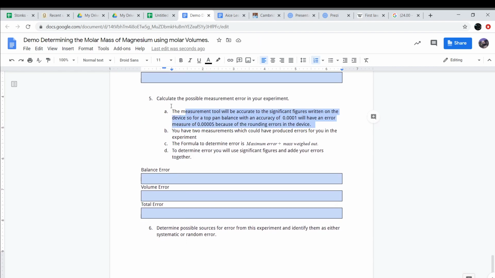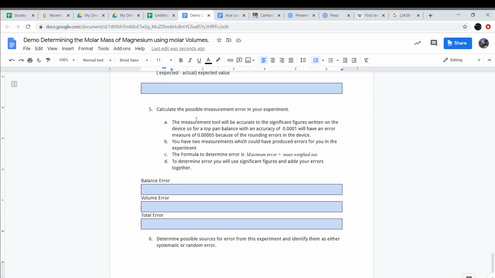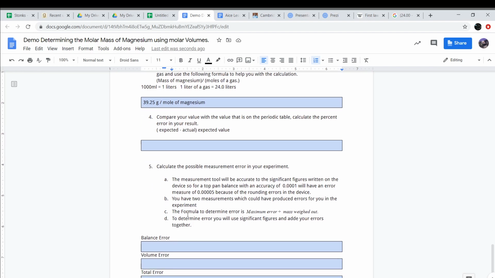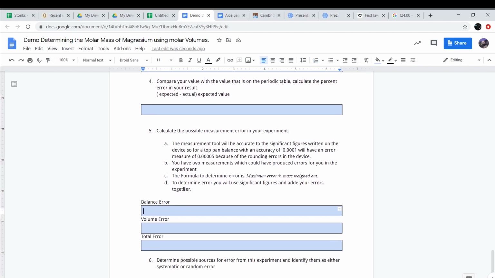Okay, these ones right here, 5 is basically asking you where you could have had some errors with your measurement, because it's not going to end up being exactly the same. So you're always going to have a balance error somewhere, and that's usually whenever you're going to round. You're going to have a volume error somewhere, okay, and then you're going to have a total error, and that's going to be your maximum amount of error, so whichever is the maximum amount of measurement error divided by the mass that you weighed out, okay?